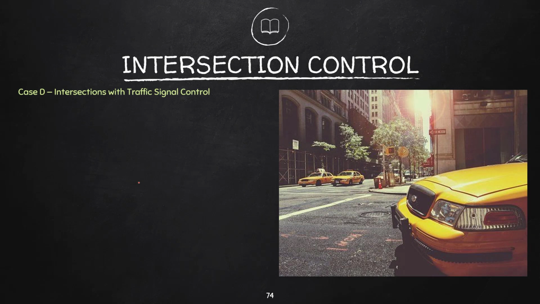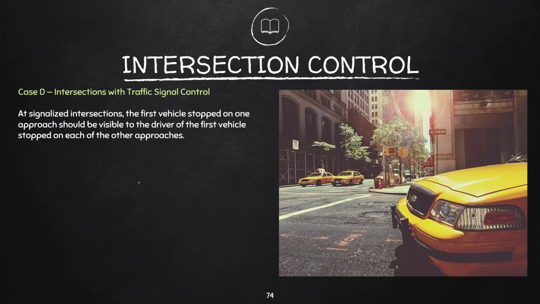This is somewhat easier to use because we are controlling or guiding the vehicles to stop or to reduce their speed. So it is easier to use signal control. Of course, you use this for areas or intersections with more traffic volume. At signalized intersections, the first vehicle stopped on approach should be visible to the driver of the first vehicle stopped on each of the other approaches. So, for example, here, let's say that this is a traffic signal controlled intersection. Both of the cars here should be visible to each other.